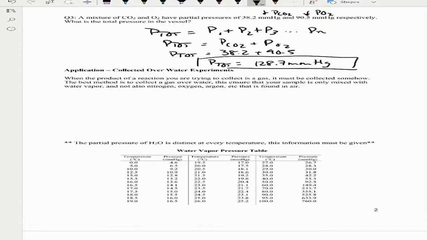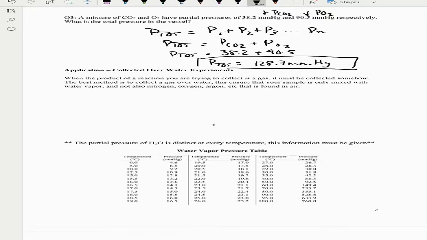An application of Dalton's law of partial pressures is collected over water experiments. When the product of a reaction you are trying to collect is a gas, it must be collected somehow. The best method they've found is to collect a gas over water to ensure that your sample is only mixed with water vapor and not also nitrogen, oxygen, argon, etc. that are found in the air.